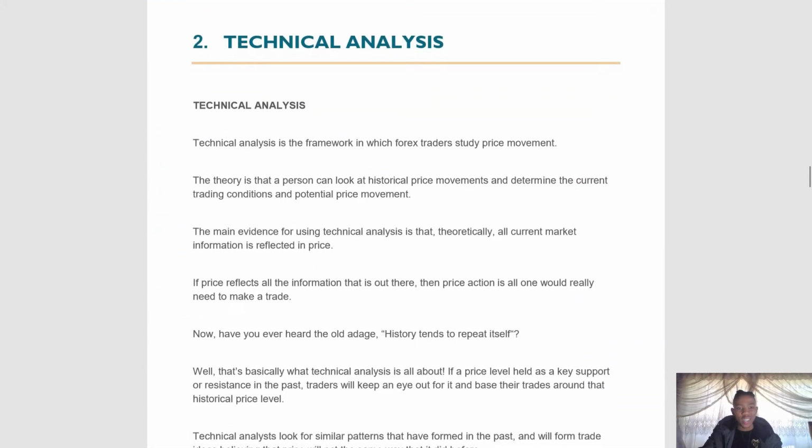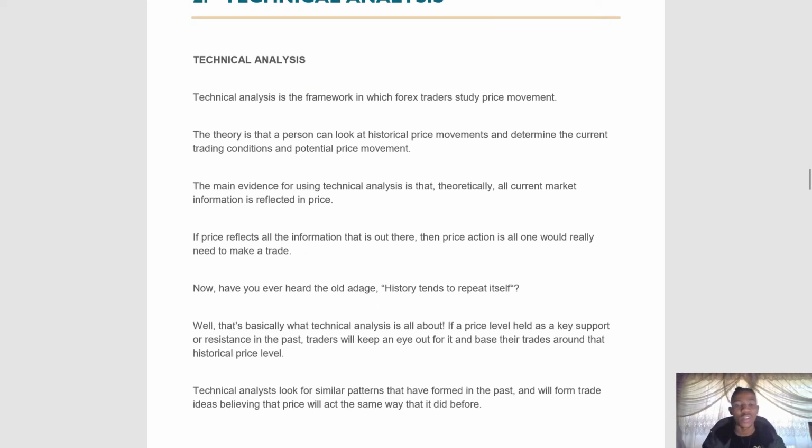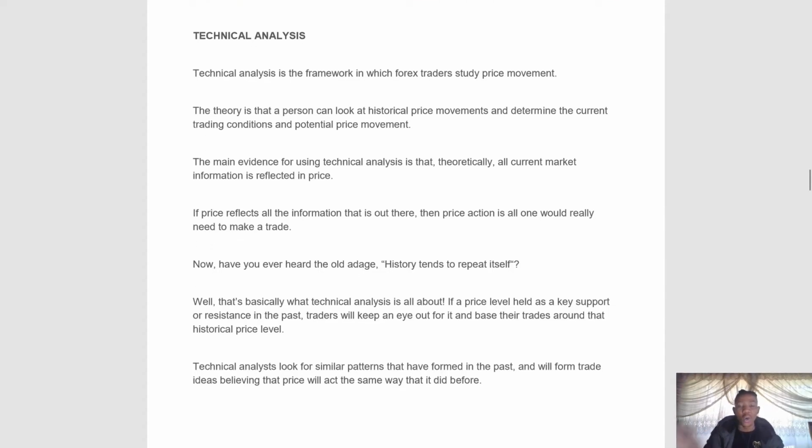So now, what is technical analysis, right? Technical analysis is the framework in which Forex traders study price action. Yes, we use price action in order for us to better understand what the next price movement is, right? The theory is that a person can look at historical price movements and determine the current trading conditions and the potential price movement. Like I've said before, we use the data from the past in order to help us understand what the next price movement is.